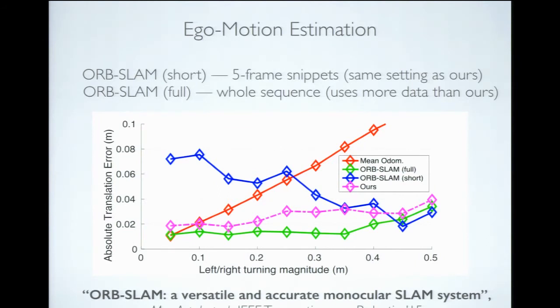Yes? So basically, when calculating the error, we normalize. We do a scale optimization for every method, so they are aligned with the ground truth scale.